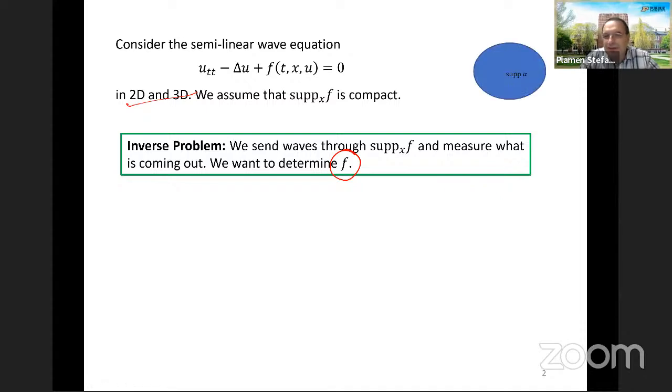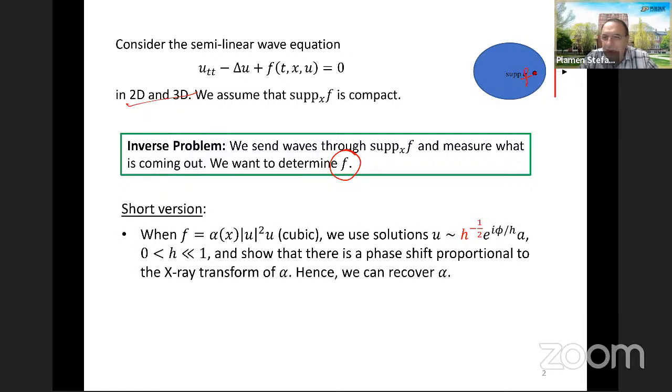So here's some cartoon of that. So this is the support of alpha. Okay, instead of alpha, that should be f. It's going to be alpha in a moment. That is the support with respect to x. And then you send a wave, and the wave goes inside, and then it exits, and then you measure what is on the other side, and you want to determine from that the nonlinearity.